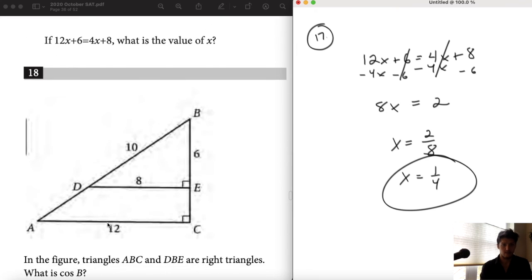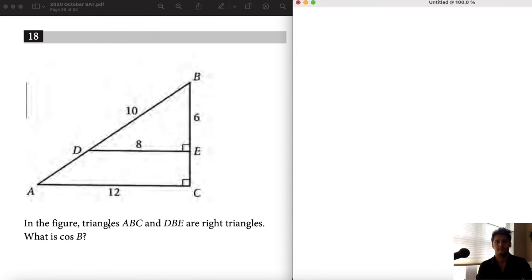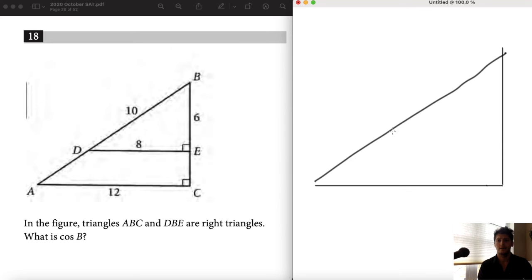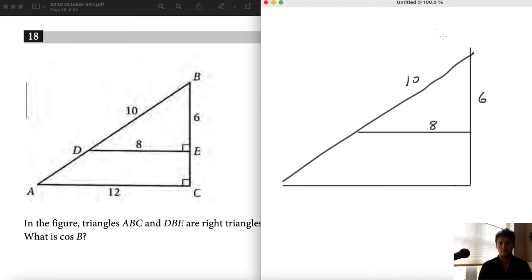Okay, number 18. What is cosine B? Let's see. So, 6, 8, 10. Immediately, that should trigger your thoughts of 3, 4, 5. This is just a 3, 4, 5 that's been doubled. This is 3 times 2, this is equal to 4 times 2, and this is equal to 5 times 2. Right? So that's a 3, 4, 5 that's been doubled. If this is a 12, it correlates with this 8. This is a 4 times 3.